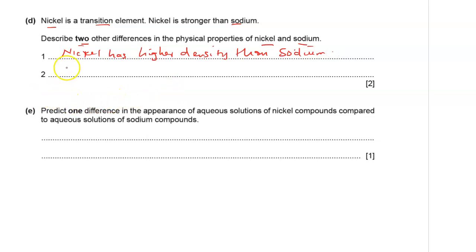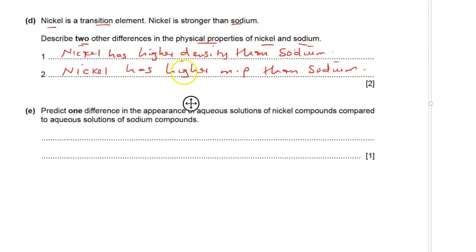Then the other is transition metals have got a higher melting point than group 1, so nickel has a higher melting point than sodium. Those are 2 physical properties. You can also say nickel is a better conductor of electricity than sodium. That's another physical property.